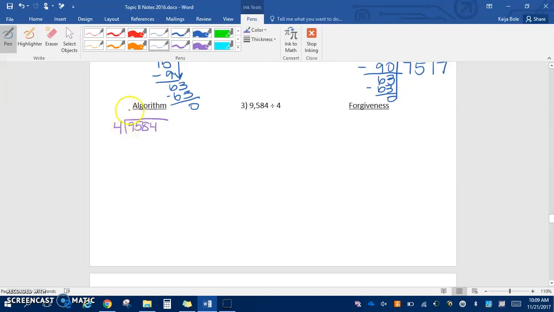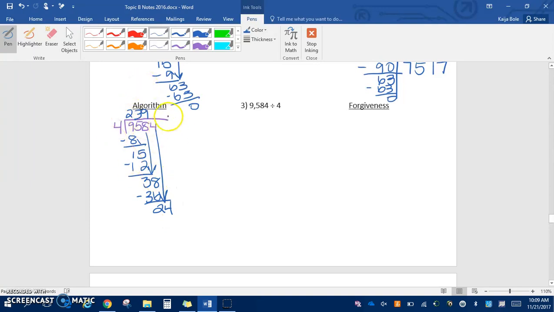So now, we know that 2 groups of 4 go into 9. So I'm going to subtract 8, and I'm left with 1. I bring down my 5. And I know that 3 whole groups of 4 go into 15, so I'm going to subtract 12. I'm left with 3, and I bring down my 8. I know that 9 whole groups of 4 go into 38, and 9 times 4 is 36, which I'm going to subtract. So I'm left with 2, and I bring down the 4.